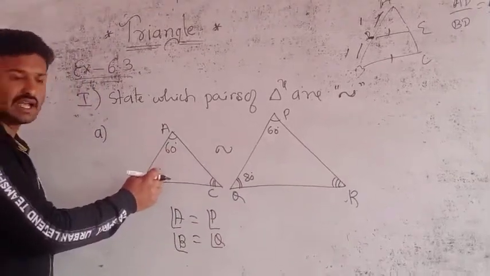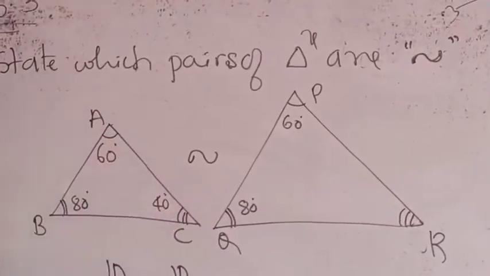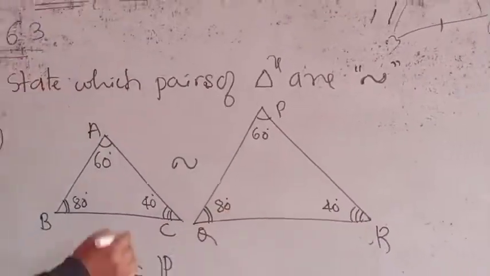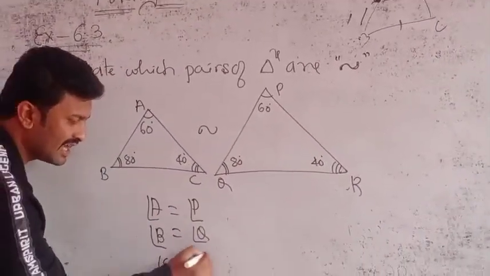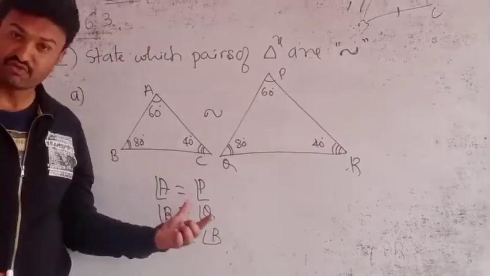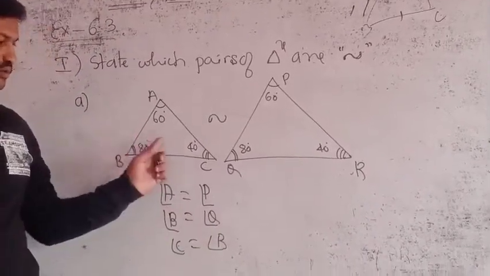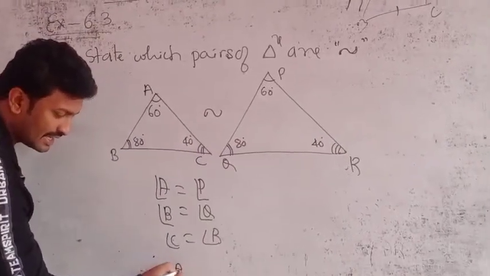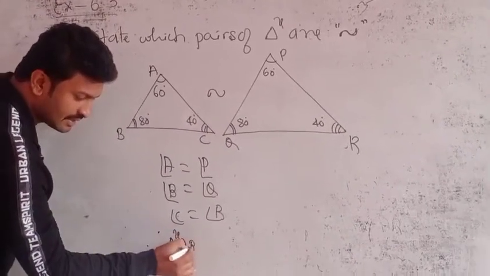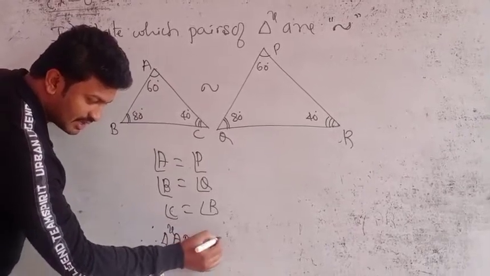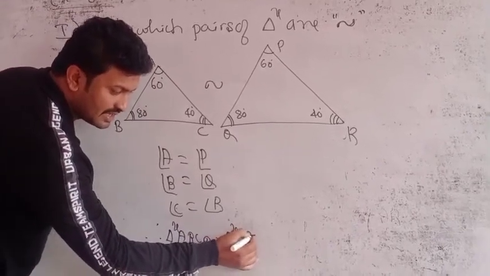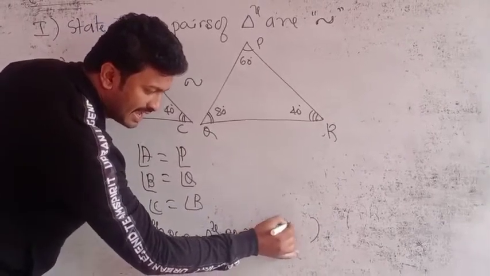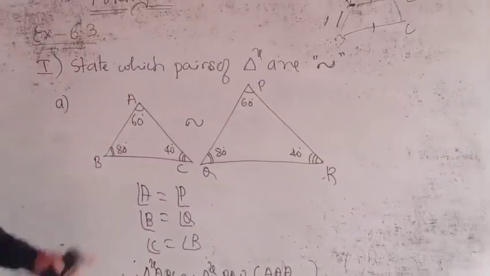This is 60, this is 80, means this is 40 obviously, to make 180, and this is also 40. Then angle C equals angle R. Therefore, corresponding angles are equal, and triangle ABC is similar to triangle PQR by the AAA criteria. Both the triangles are similar.